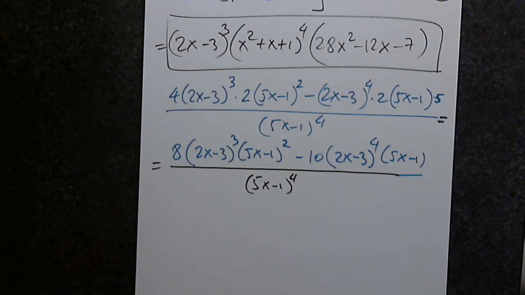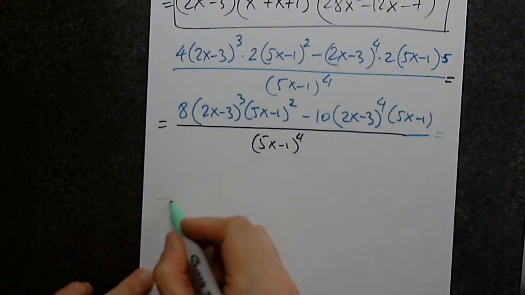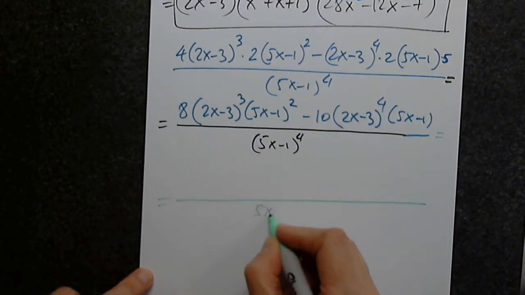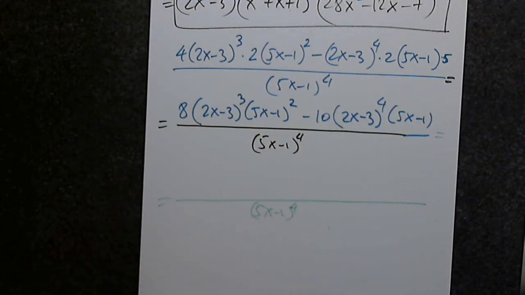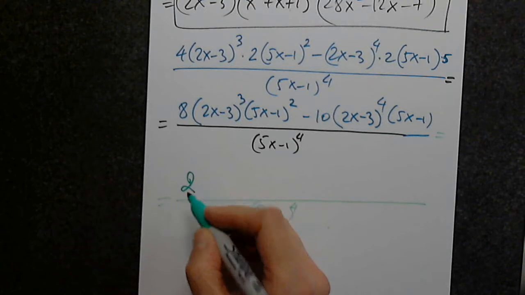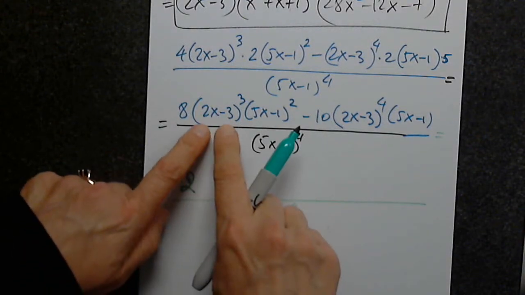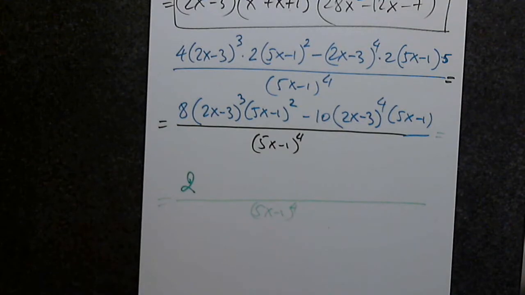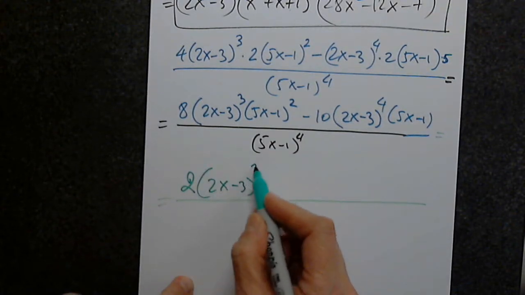One more time, how many terms do we have at the top? 2. Good. So let's try to find common factors. Do not look at the denominator just yet. So please tell me about the top. I see an 8 and I see a 10. Do these two have a common factor? 2. Perfect. Now I see 2x minus 3 cubed and 2x minus 3 to the 4th. Are they common? Is this a common factor? Good. Which power? Very good.